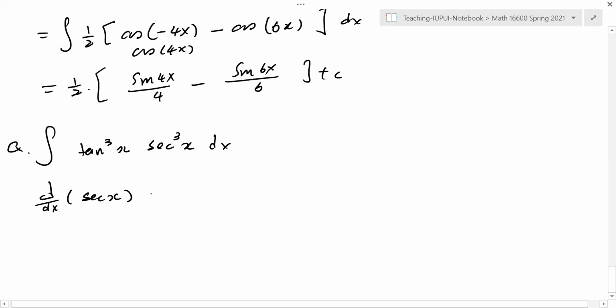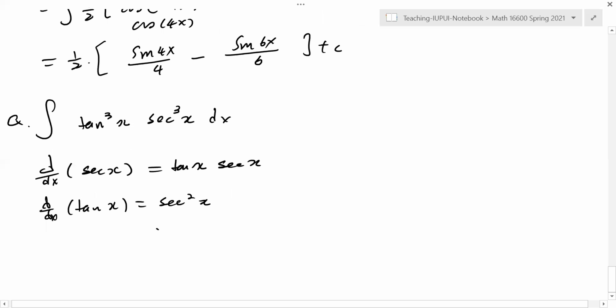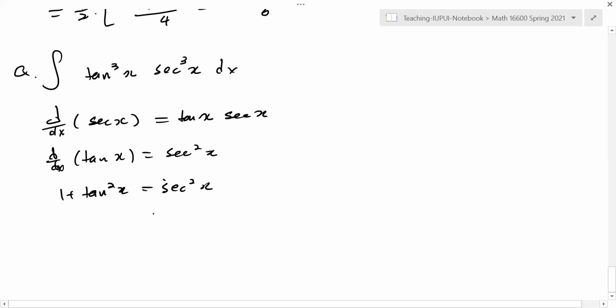The derivative of secant x is going to be tangent x secant x, right? And the derivative of tangent x is going to be secant square x. I also know some formulas like 1 plus tangent square x equals secant square x. So probably that's enough for us to do.